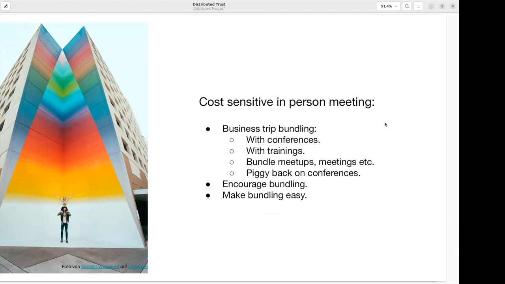If you do conferences in your headquarters, make sure that you bundle up training dates, bundle up meetings and team building sessions, and piggyback on conferences you already do within your organization and put team meetings next to that. Make sure that this bundling doesn't only happen at the team level, but that it's encouraged across the organization so that people remember it. And make it easy. Make it easy to extend business trips by a day or two to save people from going back and forth.